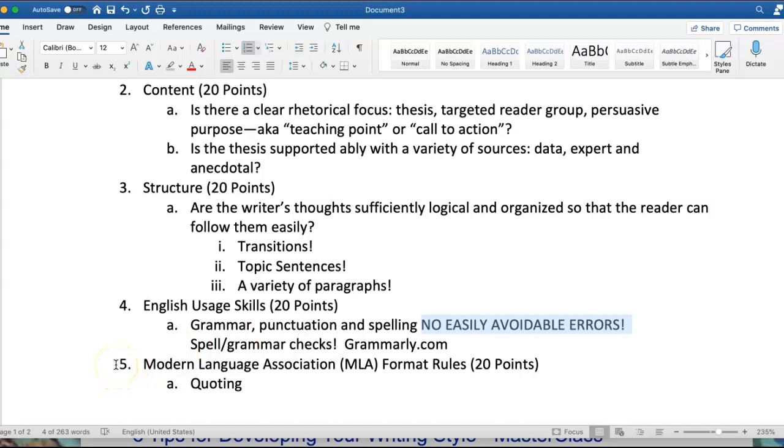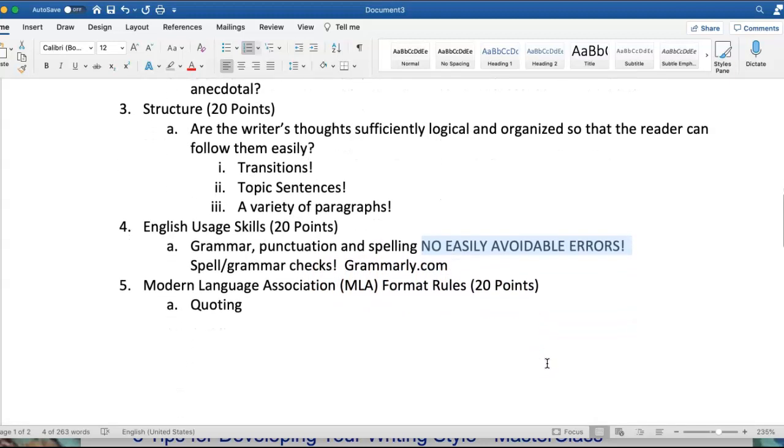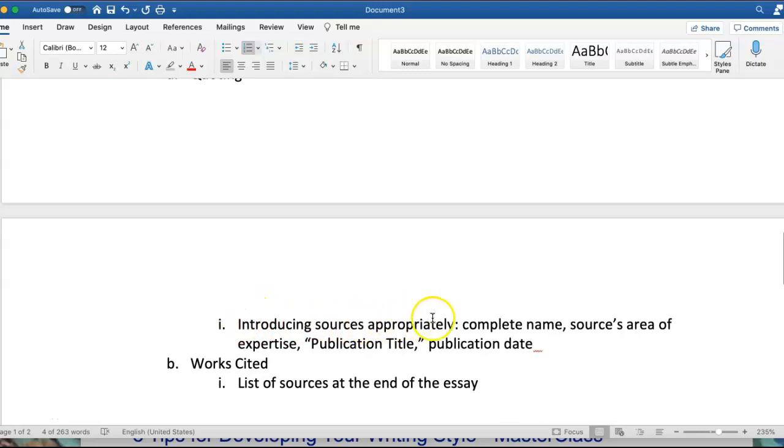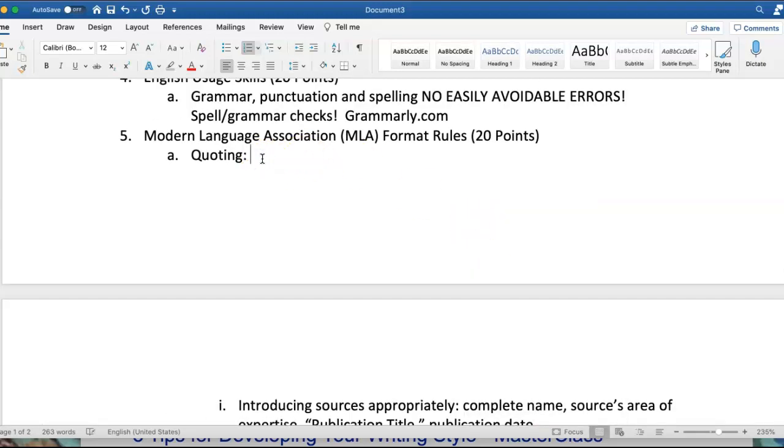Now, the fifth category is Modern Language Association MLA format rules. And if you wanted to weigh that at 20 points, that would make sense. So that would relate to quoting, which is introducing sources appropriately: the complete name, the source's area of expertise, the publication title, the publication date. And also, by quoting, short quotes and block quotes are formatted correctly. That would be important, that MLA style is followed.